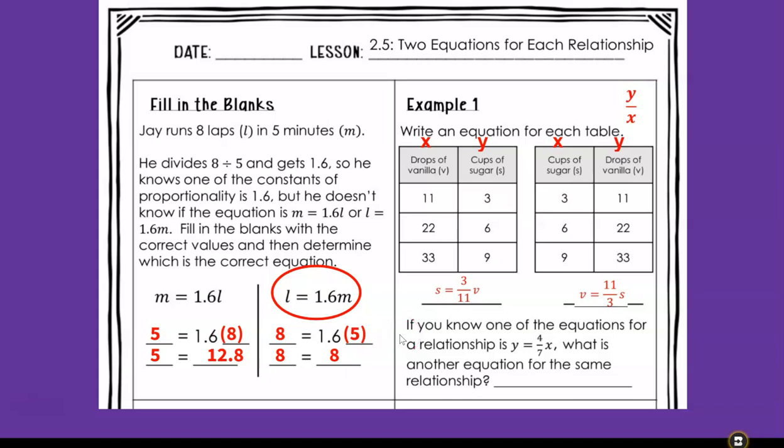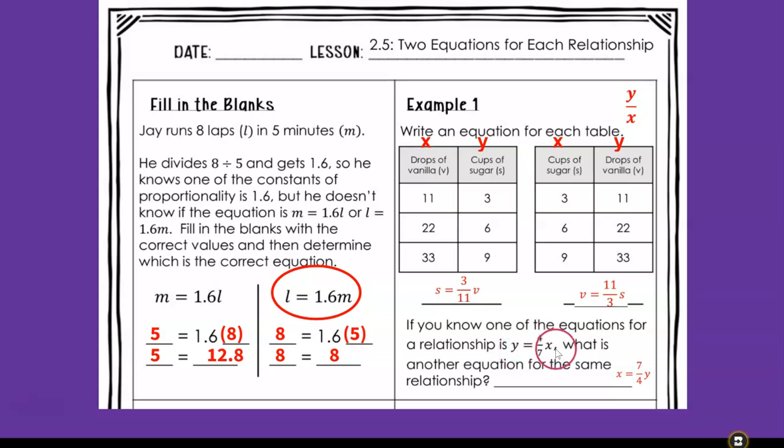If you know one of the equations for a relationship is y equals 4/7 x, what is another equation for the same relationship? Okay, so we have one equation. How do we find the other? Take the y over x, or your constant of proportionality, and flip the number around. So instead of having 4/7, I end up with 7/4.